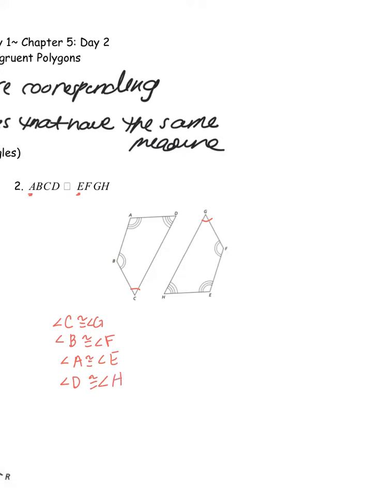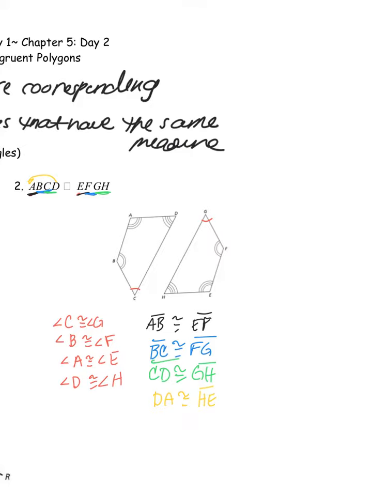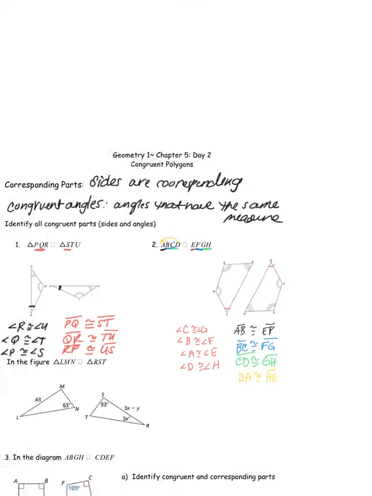Then we have to do our sides. So we just start and go in order. So side AB is congruent to side EF. Side BC is congruent to FG. Side CD is congruent to GH. And side DA is congruent to side HE. So we have our congruent parts. So that's how we do that.